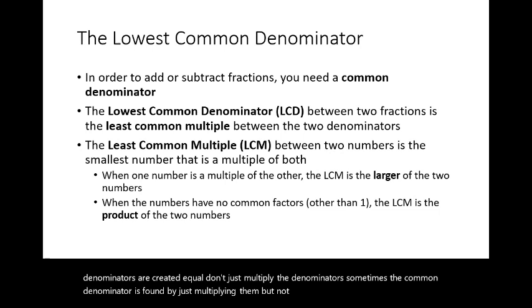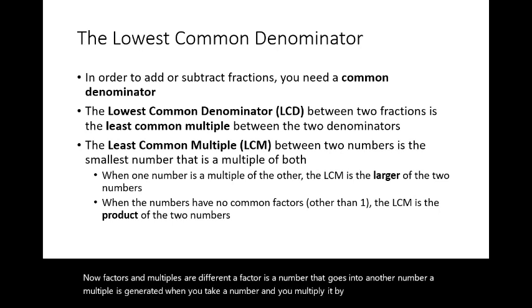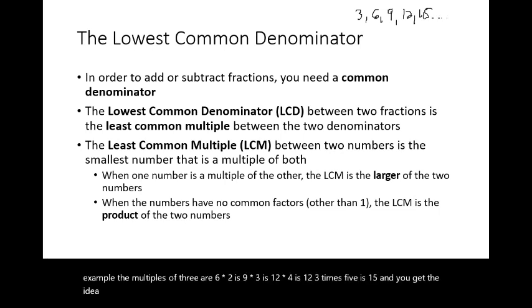The lowest common denominator between two fractions is the least common multiple between the two denominators. Now, factors and multiples are different. A factor is a number that goes into another number. A multiple is generated when you take a number and multiply it by another number. So for example, the multiples of 3 are 3, 3 times 2 is 6, 3 times 3 is 9, 3 times 4 is 12, 3 times 5 is 15, and you get the idea. So 6, 9, 12, 15 are all multiples of 3.